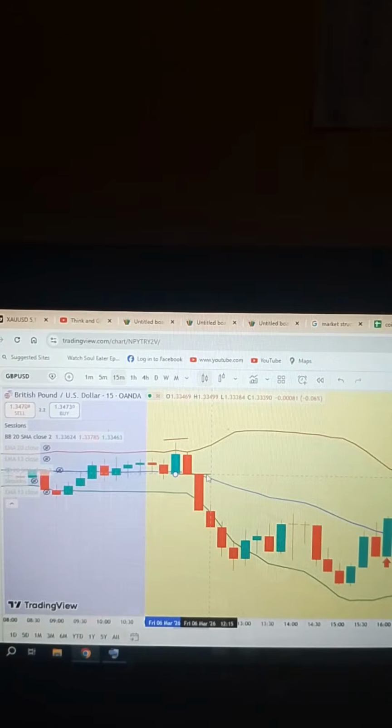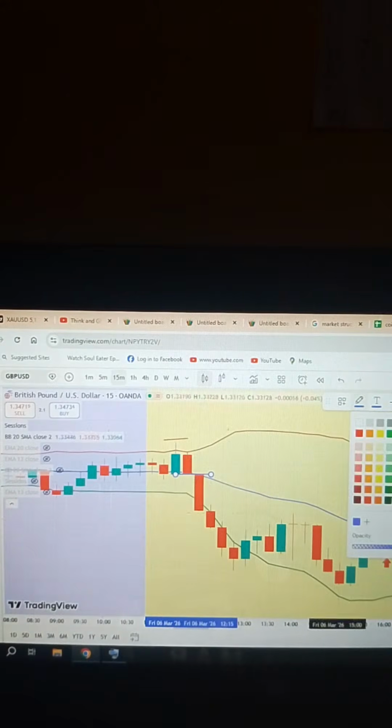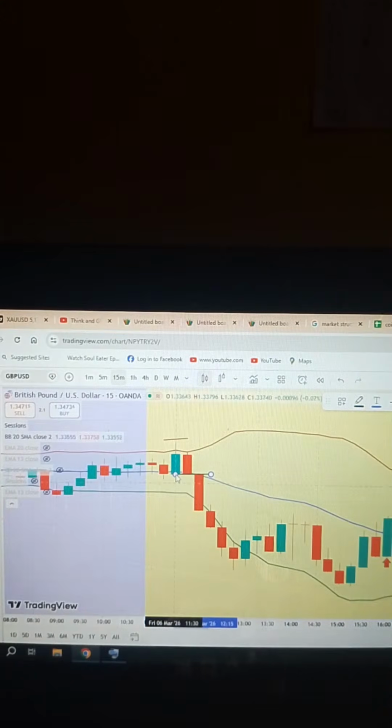I don't know, maybe I can put a different color so that it can differentiate between the colors. Maybe a blue one, but it's going to confuse, so let me just use a different color. Maybe I can use a black one. Yes, I think it's clear. So that candle was my entry. My stop loss was this high.